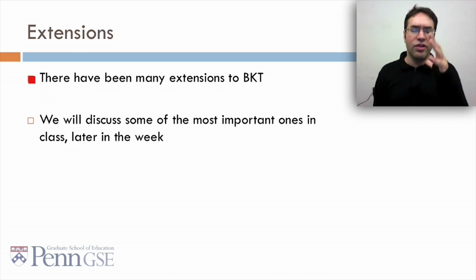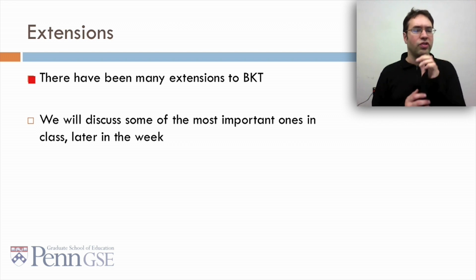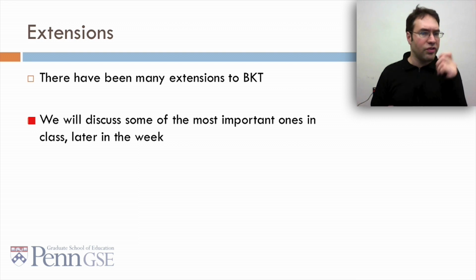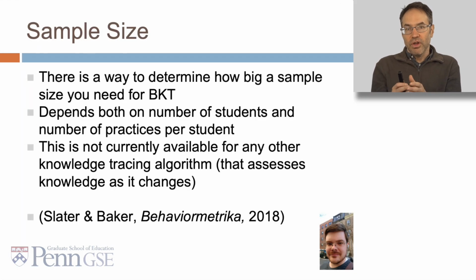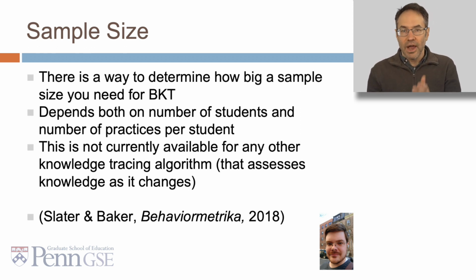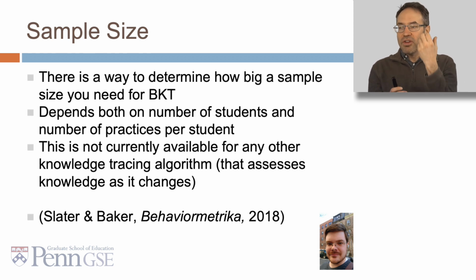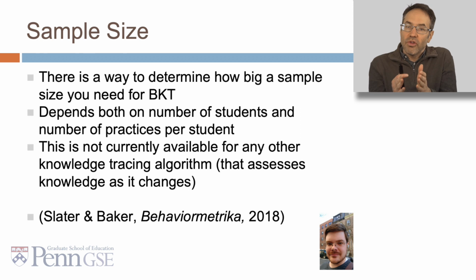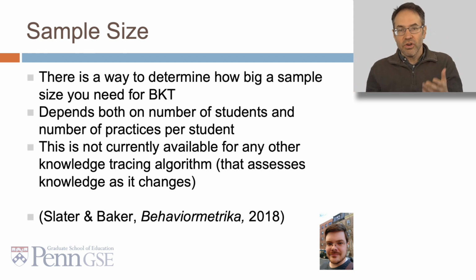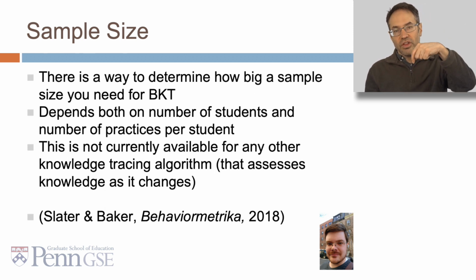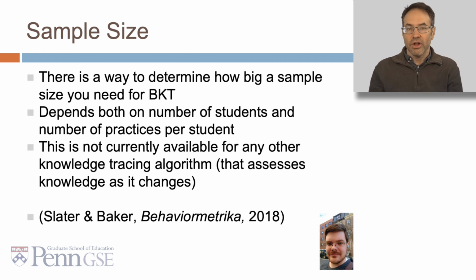I want to conclude by saying that there have been a bunch of extensions to BKT. It's not just a good model, it's also been the basis for a lot of other interesting work. We're going to discuss some of the most important ones in class later in the week. One other important note. One cool thing about BKT that the modern alternatives don't have is that there's actually a way to determine how big a sample size you need for BKT. It turns out to depend both on the number of students you have and the number of practices per student. So it's not simply that you need a certain number of students, you also need to know how much data you have per student. And this isn't currently available for any other knowledge tracing algorithm that assesses knowledge as it changes. For details on this method, see Slater and Baker in Behaviormetrika in 2018.